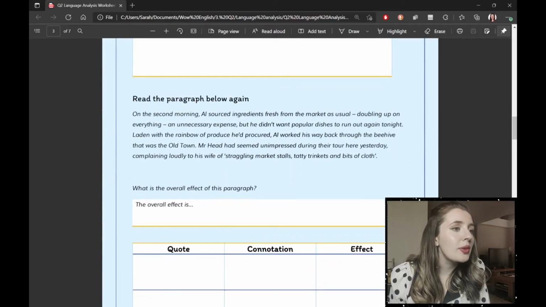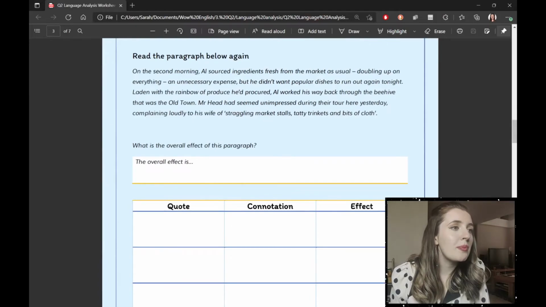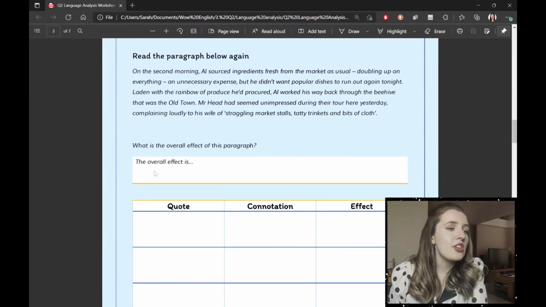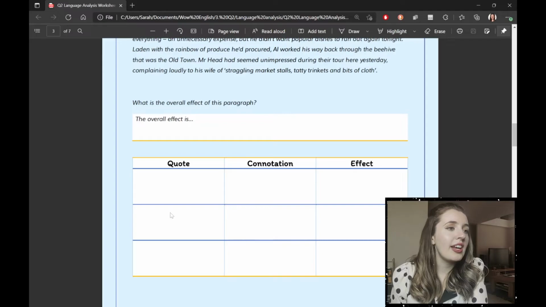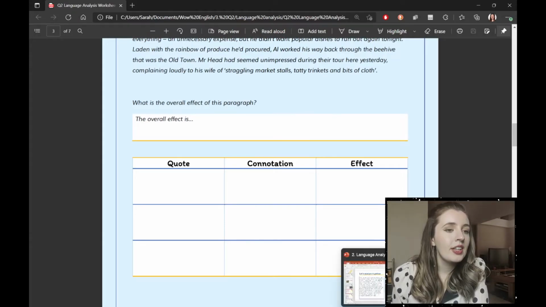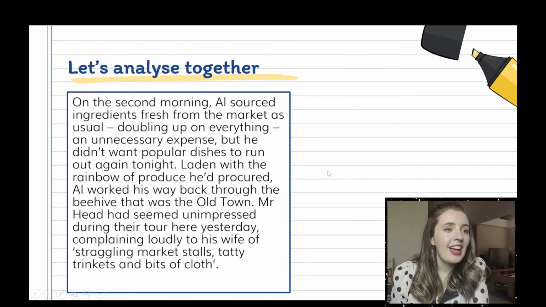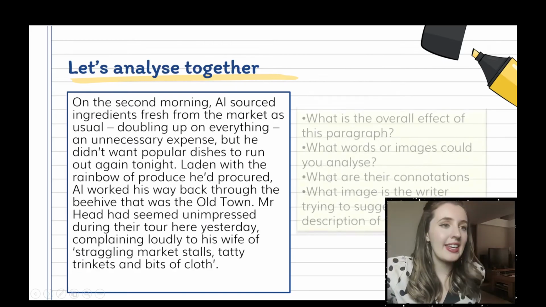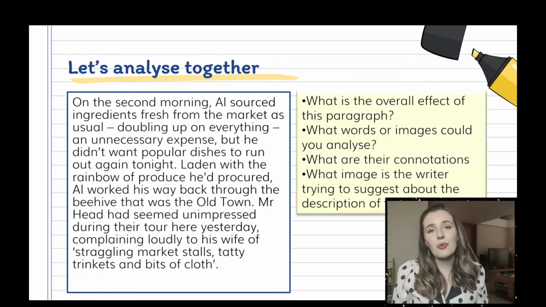Yeah, there's a space in your worksheet just here and also a copy of the paragraph. So you can write in your overall effect sentence and then write a little plan. So write out your 3 quotes that you would analyse, think about the connotations and then the effect and just copy that in here. So pause the screen now, go off and do that for me, and then restart the video once you've finished.